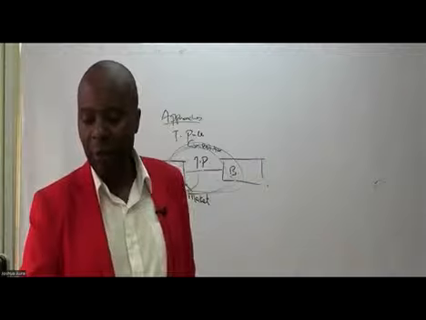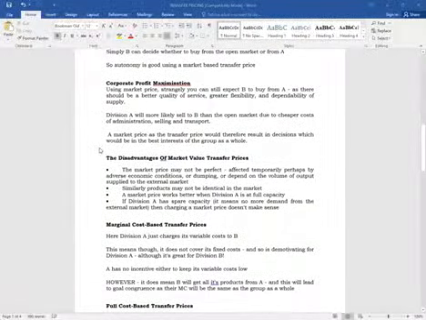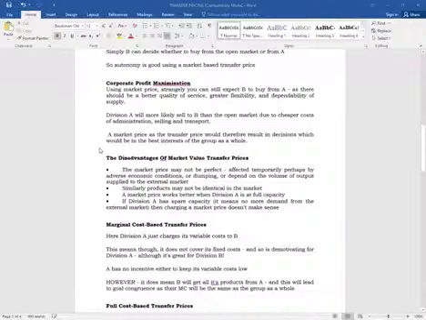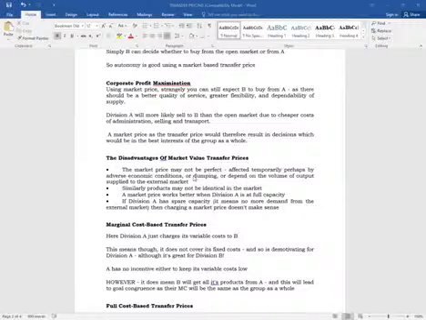Now, ladies and gentlemen, from there we continue. We are told here disadvantages of market value transfer price. Now we are told here that the market may not be perfect, affected temporarily perhaps by adverse economic conditions or dumping, or depend on the volume of output supplied to the external market. I gave you this as a very good point that at times the market price could be distorted because of so many reasons. The market doesn't appreciate your product, etc.